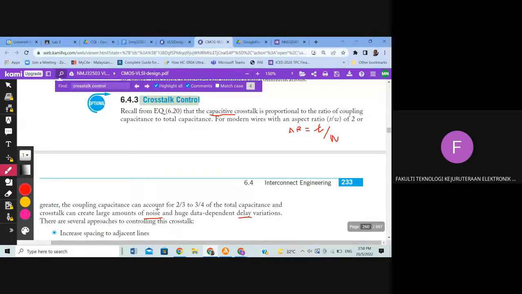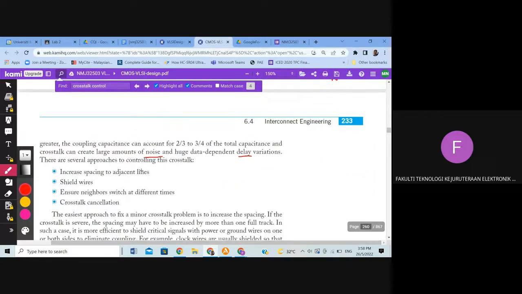So that's actually the angle that you can see from the physical design point of view, as compared to the front end design point of view. Right, so delay and noise are unwanted. So there are several approaches to control the crosstalk.